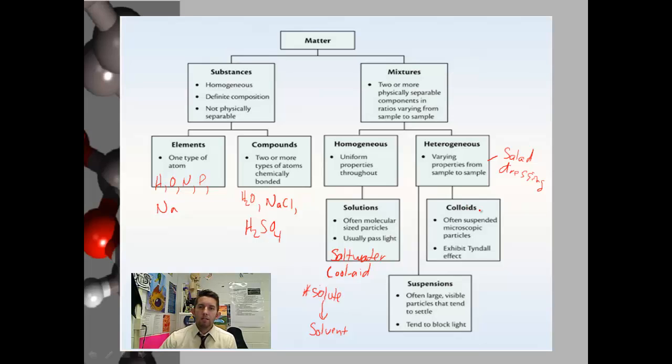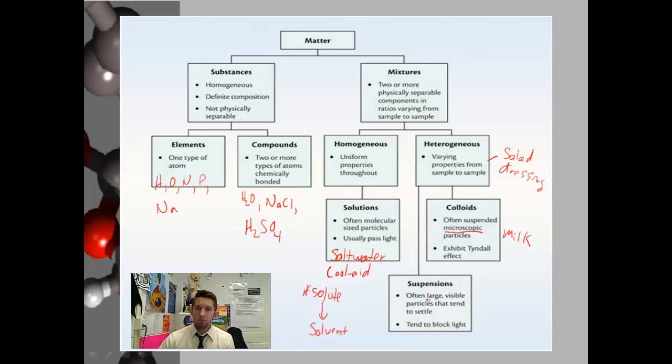Depending on the size of those substances, heterogeneous mixtures could be a colloid, or they could be suspensions. Colloids have very, very small substances. Microscopic particles. These are things like milk. We talked about milk going through homogenization, so the very small fat globules are floating in the milk, but they're very, very small.